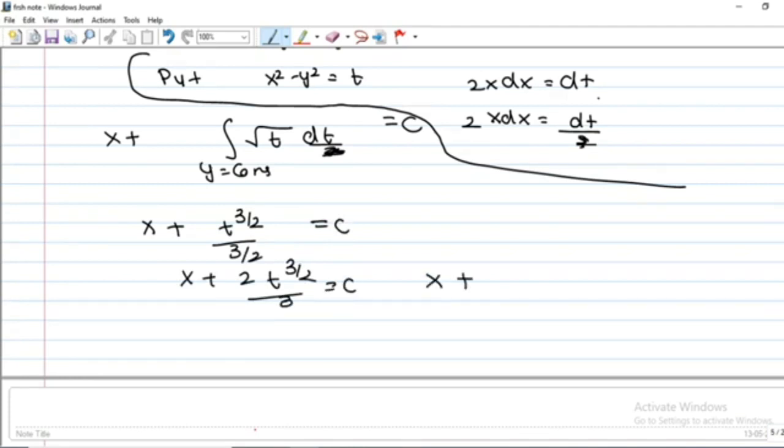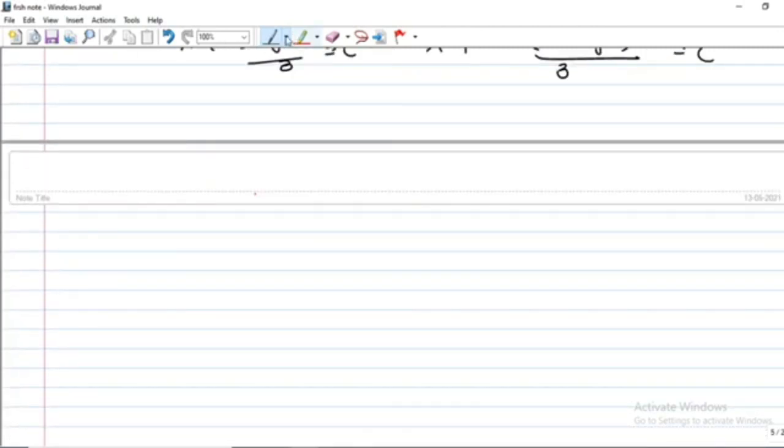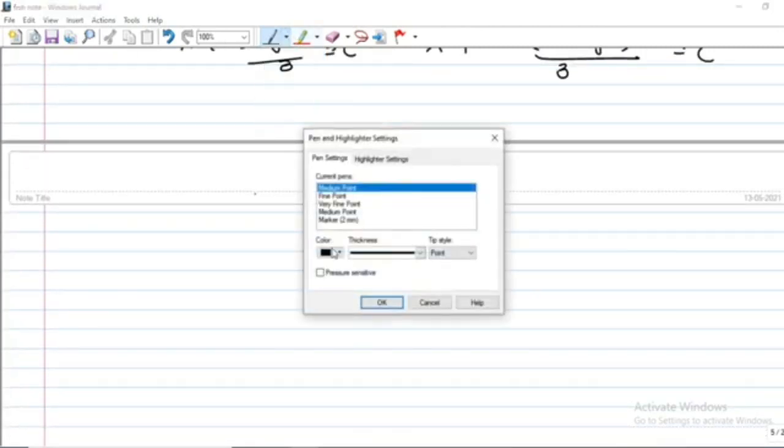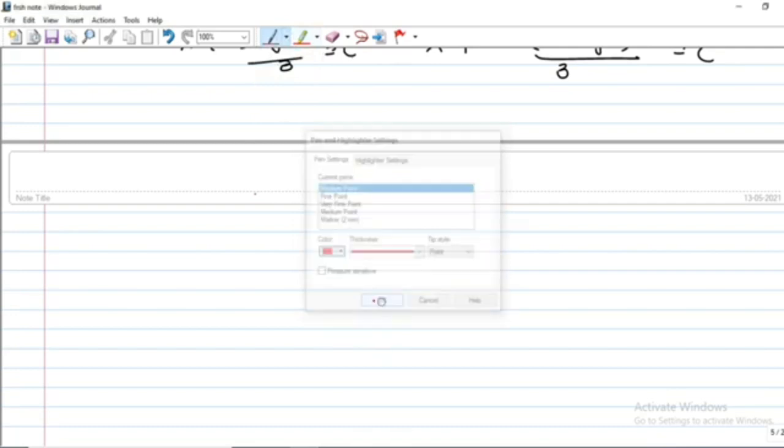And finally, I resubstituted the value of t, which gave me this answer. Therefore, hope you have understood this problem properly, because in the end the integration part was difficult, rest of all was easy. Now let's see the next question.